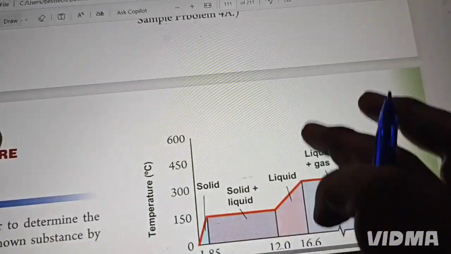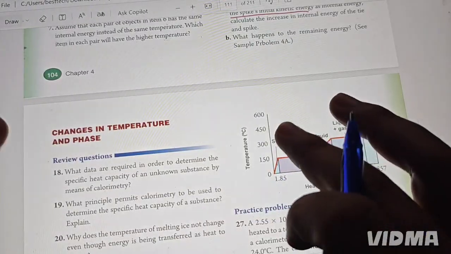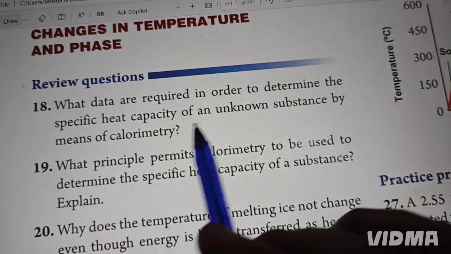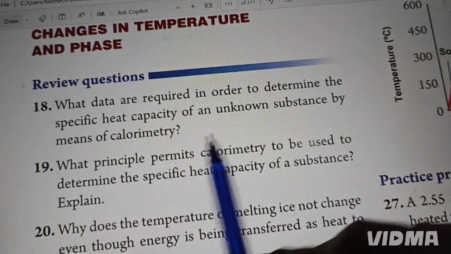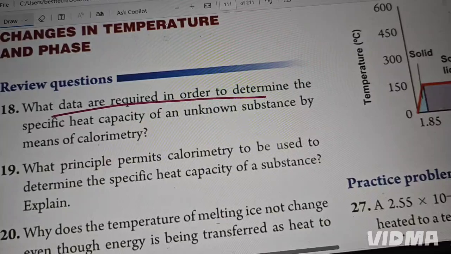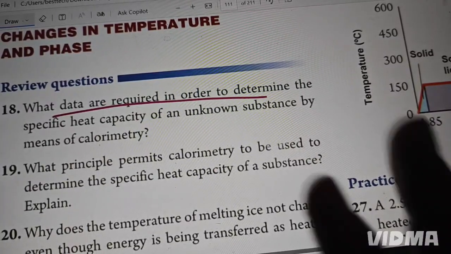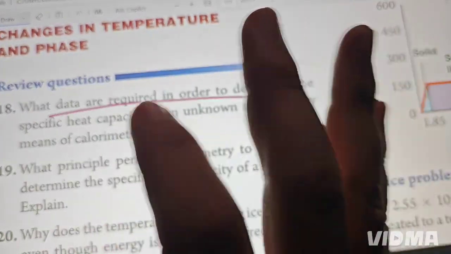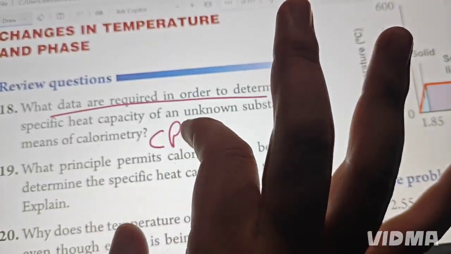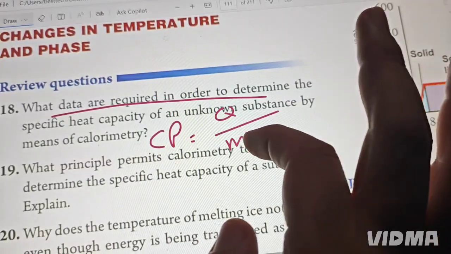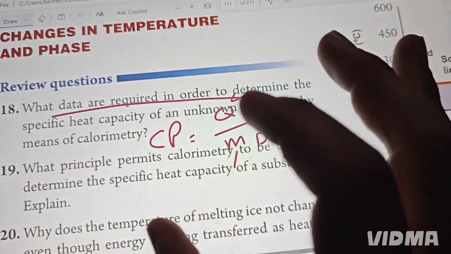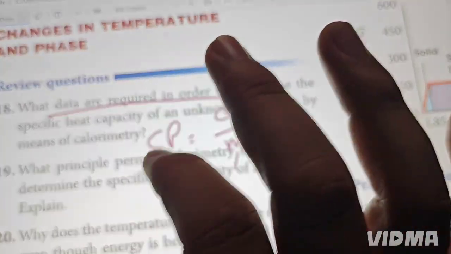Question 18. Where is question 18? The question 18 said, what data are required in order to determine the specific capacity of an unknown substance by means of a calorimeter. You know what the meaning of this question, what data are required? It means in general, find the factors that can affect specific capacity. What was the rule of specific capacity? Cp equal to Q over m delta T. So the answer is energy, mass, and change in temperature. This is the data to determine specific capacity.